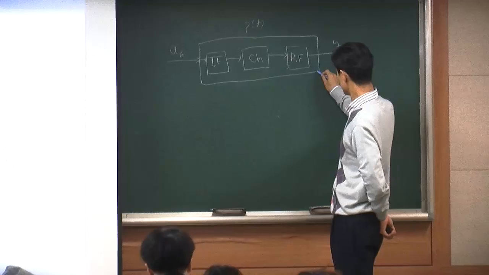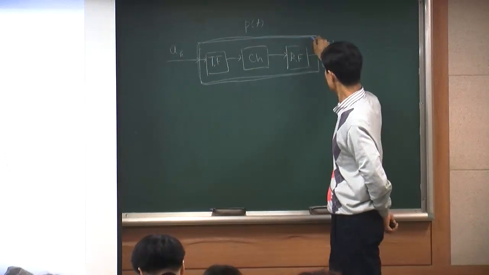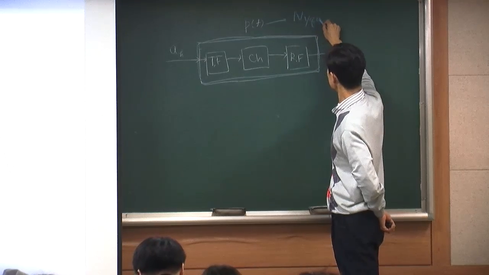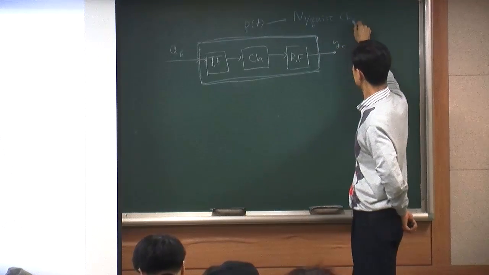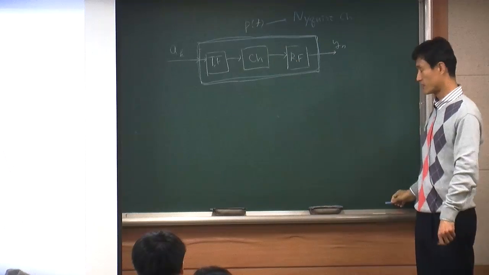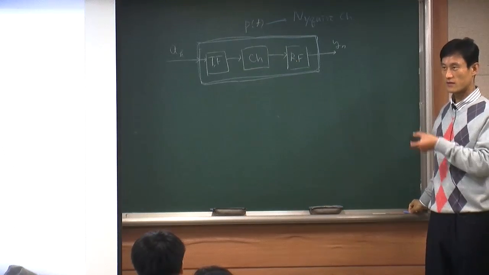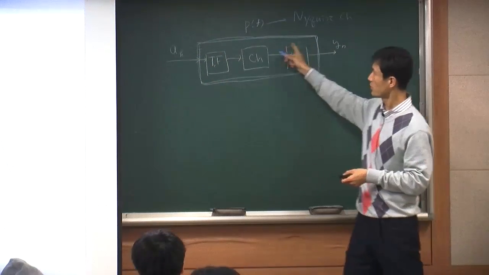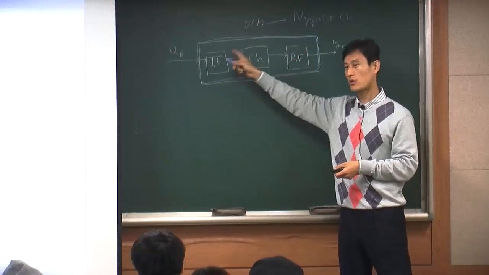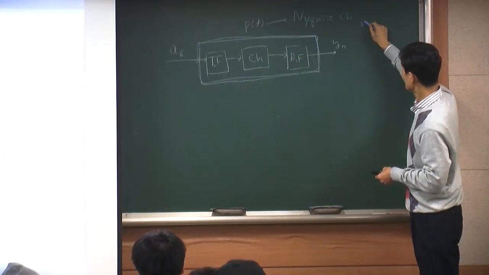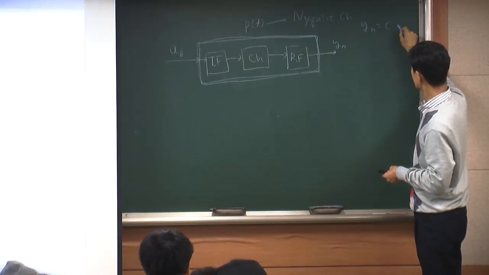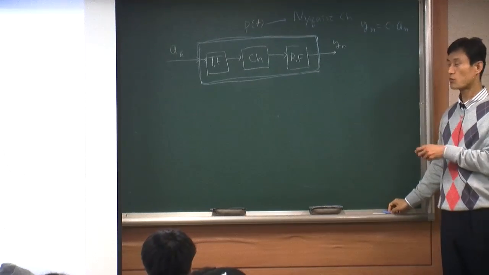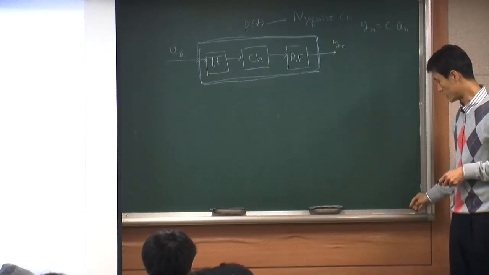And as I said, this whole thing pt, we want to make it as a Nyquist channel. That's our goal. Right? We want to make this whole pt as a Nyquist channel. Okay? Why? Because if we make this blue one, this whole thing, to a Nyquist channel, then we know that the input-output relationship is going to be very simple as this way, right? So that's why we want to make the whole thing to be a Nyquist channel.